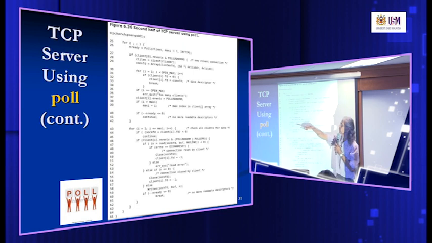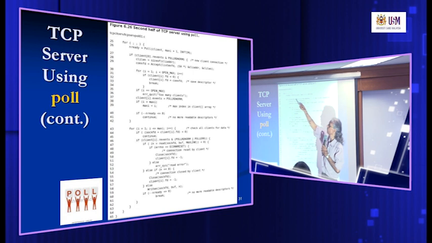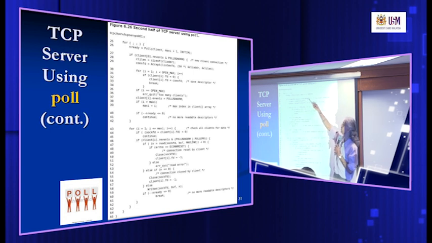We call poll with the client structure and the maximum number, and then we wait forever until poll returns and tells us how many sockets have activity. Now what we check is the client's R events, the returned results. If client zero's result events is one, that means it has activity, and the activity type is POLLRDNORM. That means a new client connection is coming in.